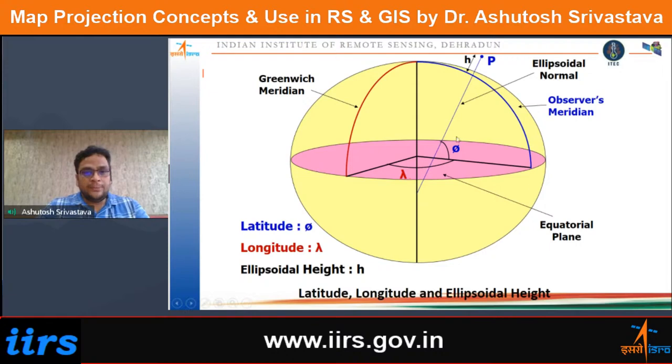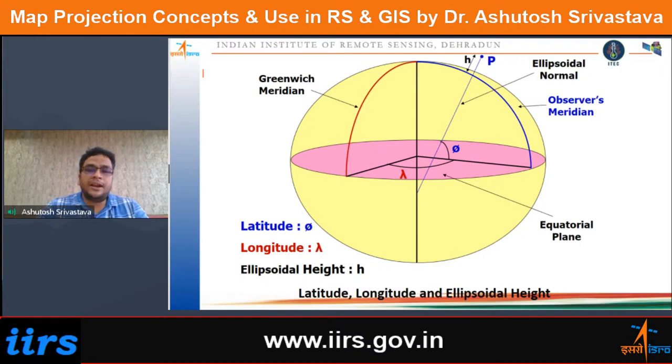Now with reference to the ellipsoid, how do we represent a point? Suppose there is a point P. If you draw the normal distance from this point P, a normal or perpendicular to the surface of this ellipsoid, it will pass through the ellipsoid and somewhere it will meet the axis of rotation. The purple color you are seeing is basically the equatorial plane. The equatorial plane will pass from here.